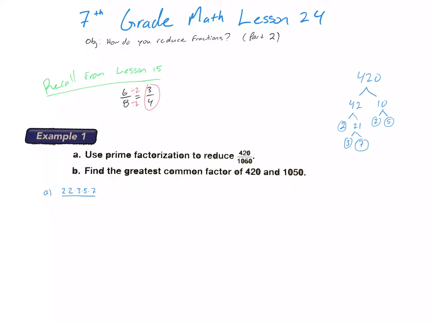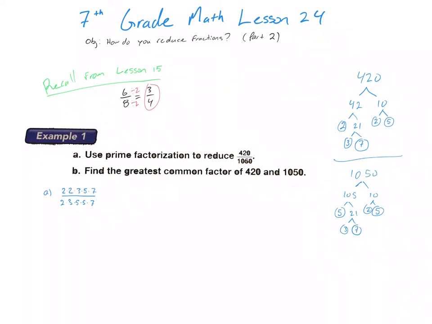Now I'm going to do the same thing with the denominator, the 1050. So I know 105 and 10. 105, I think 5 will go into that. 21 times 5, and 5 happens to be a prime number. 21 is 3 times 7. 10 is 2 times 5. So my denominator is going to be 2 times 3 times 5 times 5 times 7.